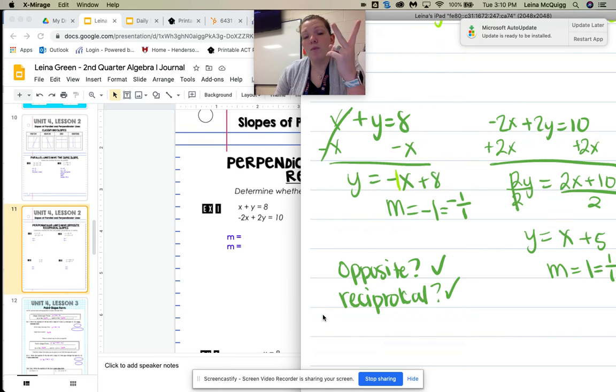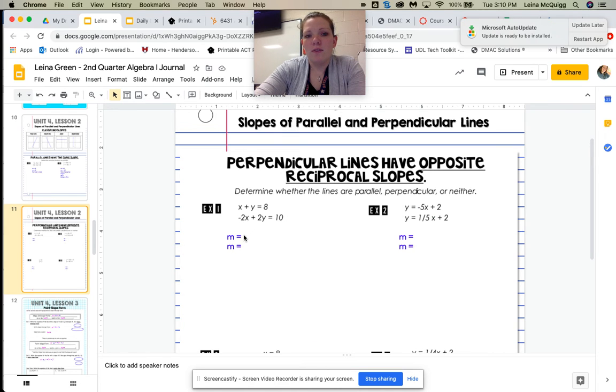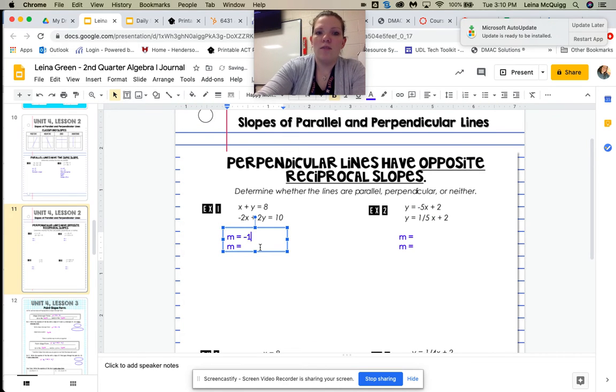So for a slope of 1, as long as one of them is positive and one of them is negative, this only works when it's 1. Okay, it doesn't work if it's 2 or 3 or 4. If it's 1, as long as one is positive and one is negative, they are perpendicular. It's opposite reciprocals. Okay, so this first one is negative 1. The second one is positive 1. So they are perpendicular.